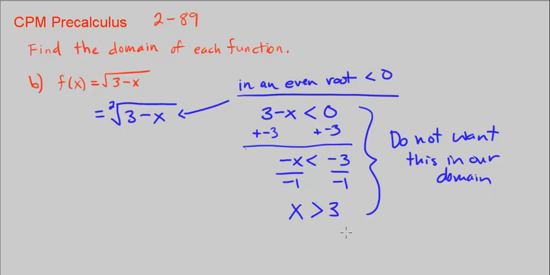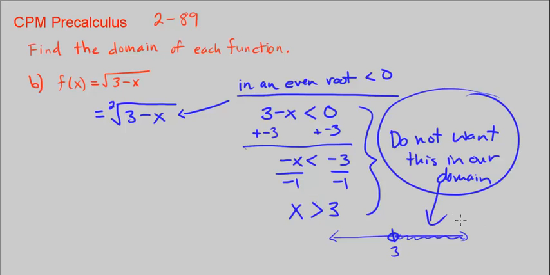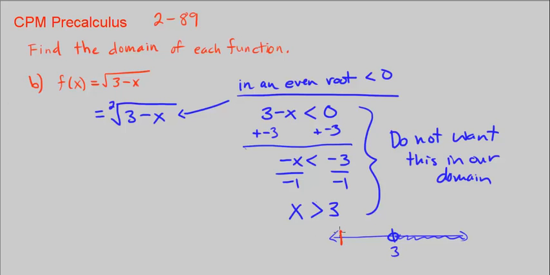So I can even draw a little quick picture, right? X is greater than 3, so that's here at 3. I don't know why that did that. So here's 3. X is greater than 3 is everything to the right, right? Open circle because it doesn't have equals. So we do not want this part to be in our domain. So what do we want in our domain? We want the opposite. We want everything to the left, and including the circle, because this is not including it, so we want to include it.